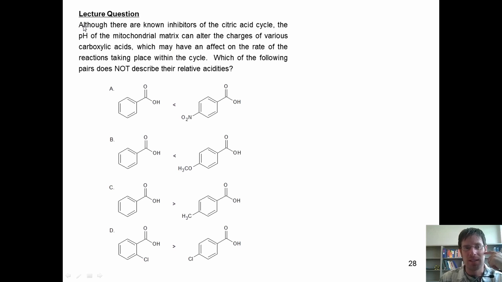So when I reread this, I read this as blah, blah, blah, blah, bling, bling, blah, blah, who cares? And then I get to the question, which of the following pairs does not describe their relative acidities? In other words, they're asking you to sort through these options and choose which of these options is incorrect. Let's take a look at another example.